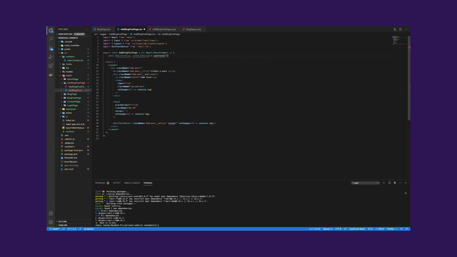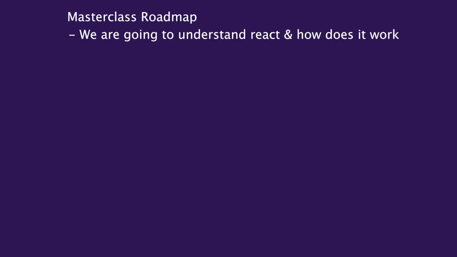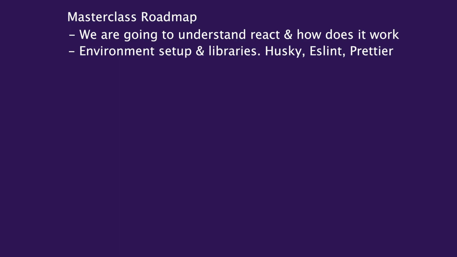Okay, now let me show you briefly the roadmap ahead. You can look at them like chapters. A chapter may or may not have more than one lesson. So first and foremost, we are going to understand React. How does it work so you will have a good foundation before going further. Then we will create the environment setup. By that I mean the code editor. I will explain to you everything you need to know about it, and we will also install all the fundamental libraries that you need to have in your application, the same libraries that most companies use in developing React applications, like ESLint, Husky, and Prettier.